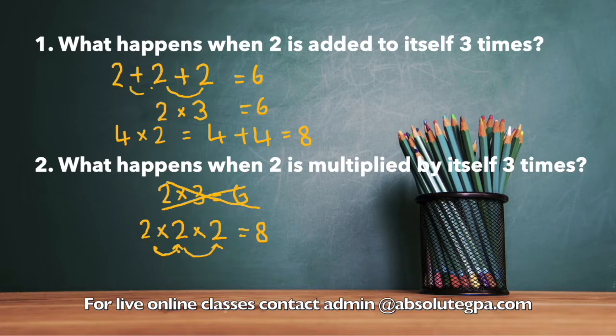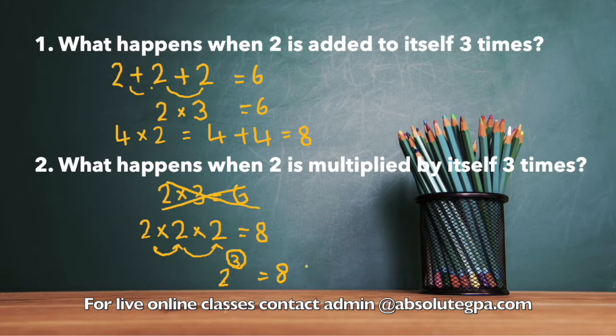To show that 2 is multiplied 3 times, instead of 2 times 3, we write this 3 on top of 2. So that is how we show the exponent. This exponent shows that 2 is being multiplied 3 times by itself, and we get 8.